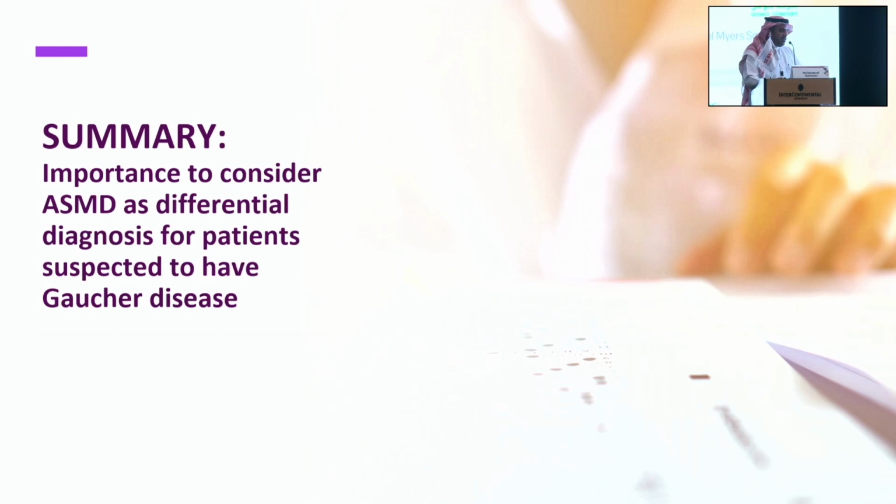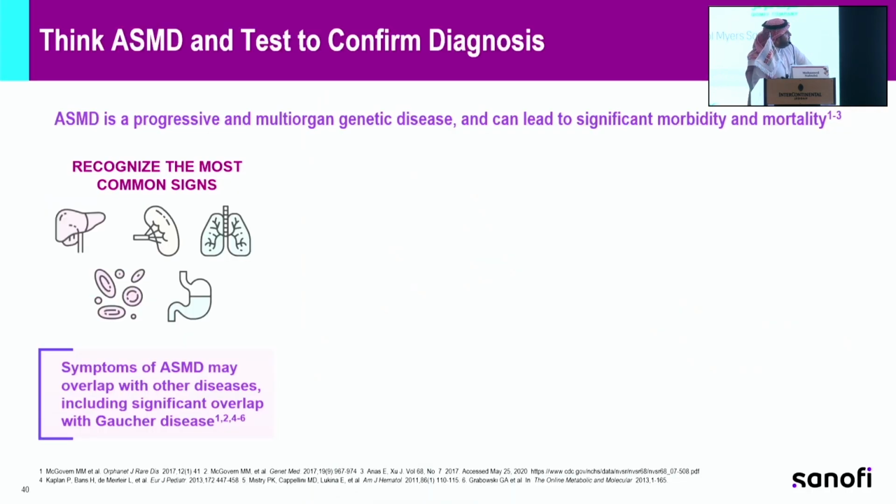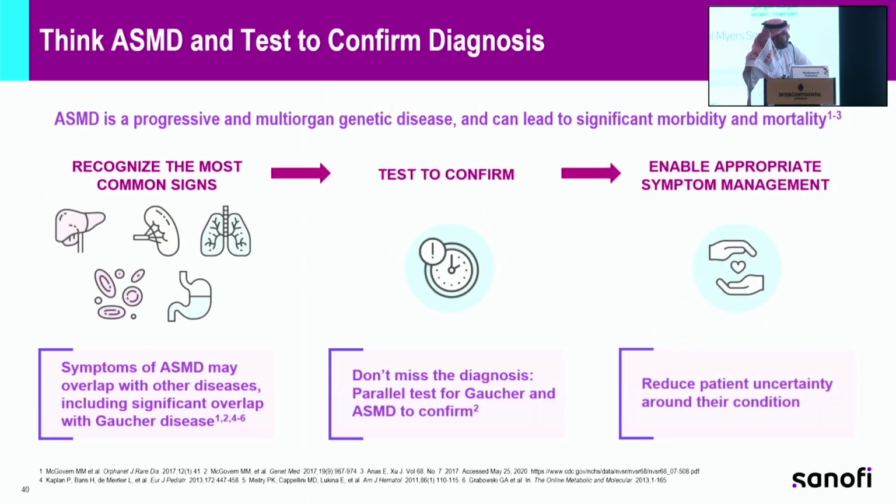So in summary, what I need you to consider is ASMD and Gaucher disease in your differential and in the labs. When you have these symptoms, test for confirmation and treat the patient if ASMD or Gaucher disease is suspected.